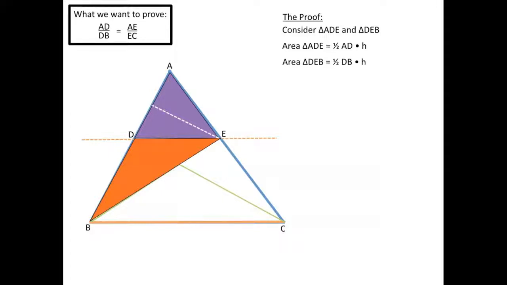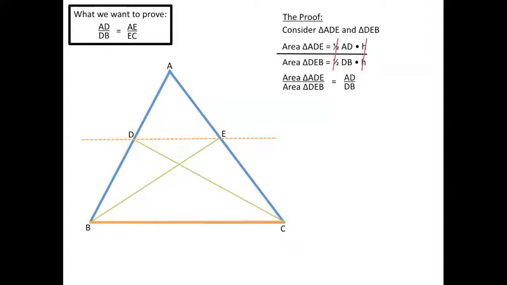In the same way, the area of triangle DEB is equal to half times its base, which is DB, times height. And I'm going to divide these two equations. When I do so, the halves get canceled, and so do the heights, since it's the same height. And what we're left with is the area of ADE over the area of DEB is equal to AD over DB.